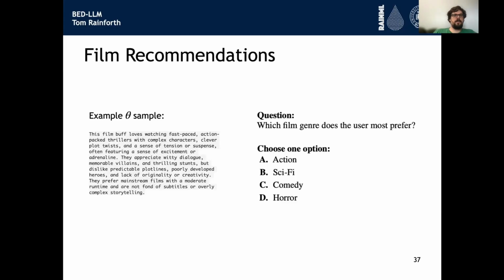Finally, the other experiment we look at is to do film recommendations. So here, this underlying feature that we're targeting to learn about is something much more complicated because it's itself actually a full paragraph. We are trying to learn about someone's film preferences, and to do this, we set this feature up as a paragraph describing their film preferences.